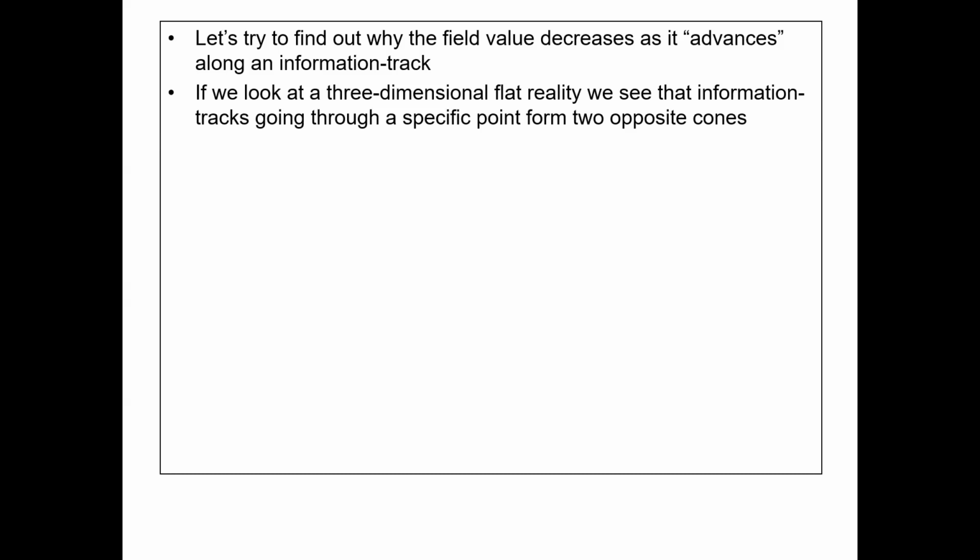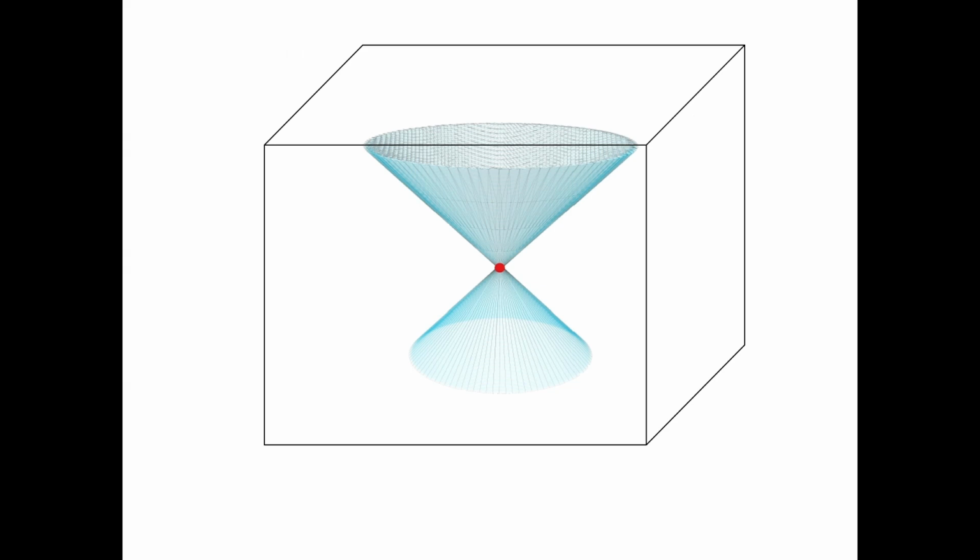And if we look at this kind of model, we see that the information tracks going through a specific point form two opposite cones. And these are called light cones. So here we have our three-dimensional model of reality, this three-dimensional cube. And we're looking at this specific point, the red point over here.